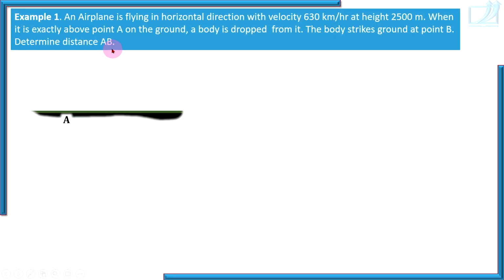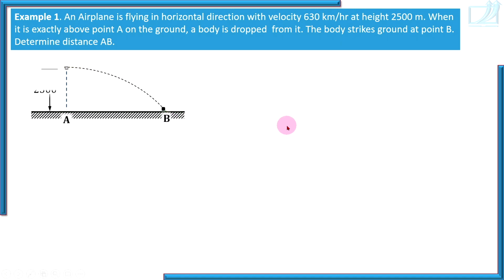Okay. Read this problem. An airplane is flying in horizontal direction with velocity 630 kilometers per hour at height 2500 meters. When it is exactly above point A on the ground, so here I have shown ground, when it is exactly above point A on the ground, a body is dropped from it. The body strikes ground at point B. Determine distance AB. You must be able to visualize the situation given in the problem. So this is the situation and you are asked to find the distance AB. Now nothing to think here, just follow the procedure.